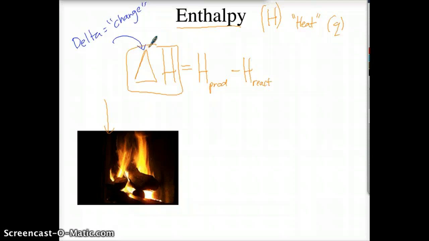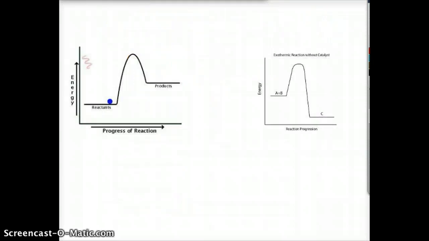Well, how can we apply that to what we know already? We talked about endothermic versus exothermic reactions. So here's two diagrams below. How can we now apply this to what we learned already? Well, here, for example, in this reaction on the left, our reactants are starting with a certain amount of energy. And as we can tell, our products have more energy than they did initially.